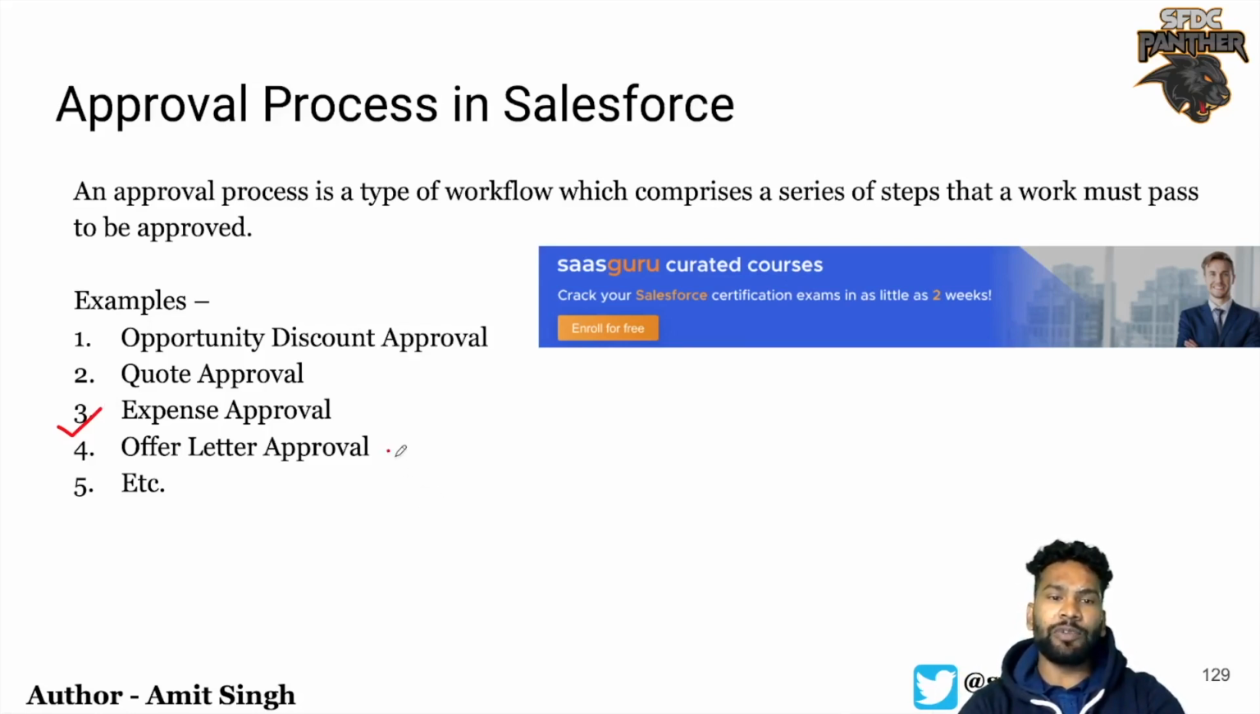Offer letter approval is also very popular. Say that you got interviewed for one of the companies, and in that company you have got some additional hike, or they have some slab and you are exceeding that slab. After that, the HR manager has to take approval from the CEO or from the VP of the company. That is something that also comes under approval process.